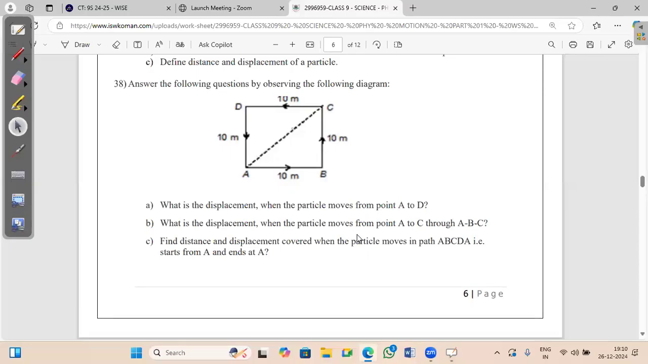No, it's not 2 root 100. It's 10 root 2. Sampath, is it correct? We'll get here 10 root 2. Yes, sir. And we know the value of root 2 is 1.41. So 1.41 multiplied with 10 gives 14.1 meter. Okay, so this is 14.1 meter.